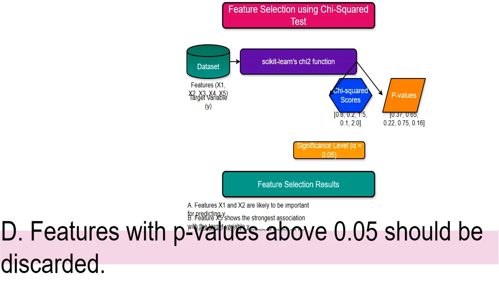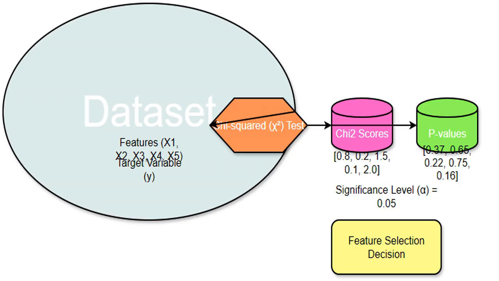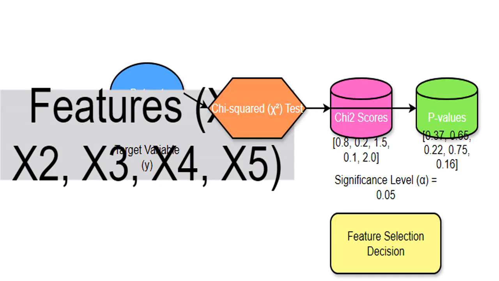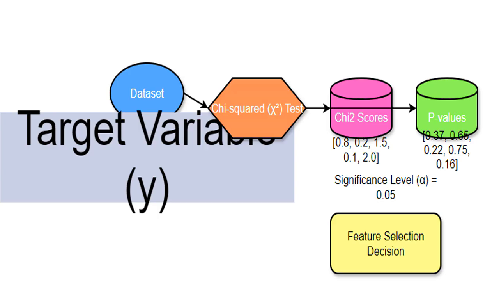I am working with a dataset containing 5 features, which I'll call x1, x2, x3, x4, and x5. I also have a target variable, y, that I am trying to predict. These are the independent variables or characteristics of the data points I am using to make predictions. This is the dependent variable, the thing I am trying to predict using the features. Think of it as the outcome or result I want to explain.